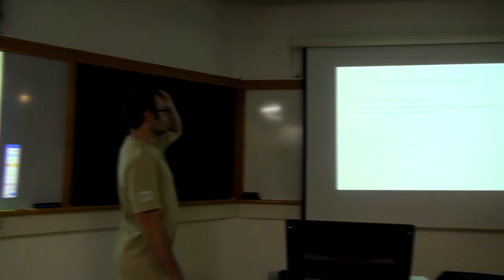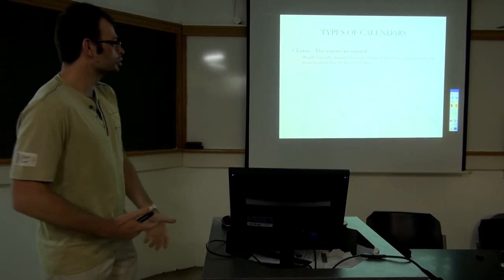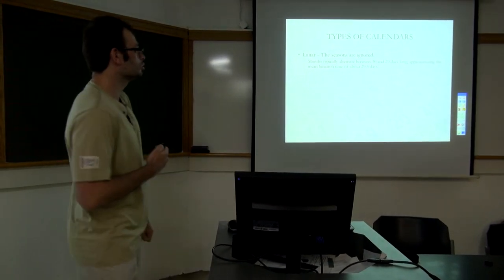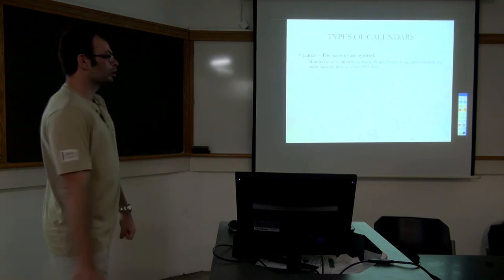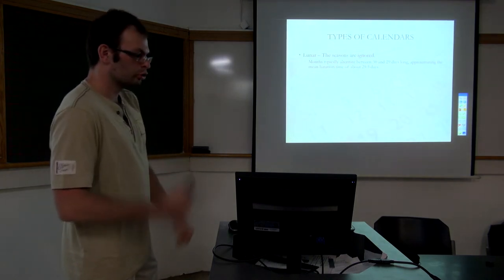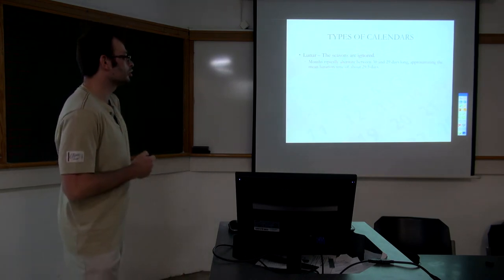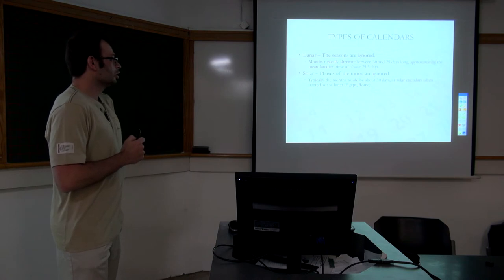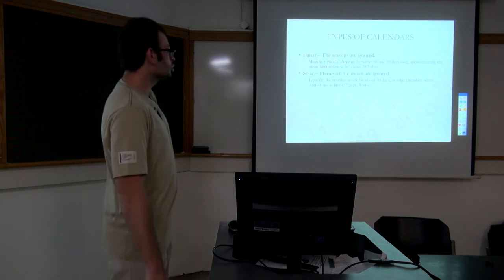Okay, which types of calendars do we have? There's the lunar calendar. It's historically the most basic one because the moon is very easy to see. So months are typically alternating between 30 and 29 days because the period is about 29 and a half days. And that's it.